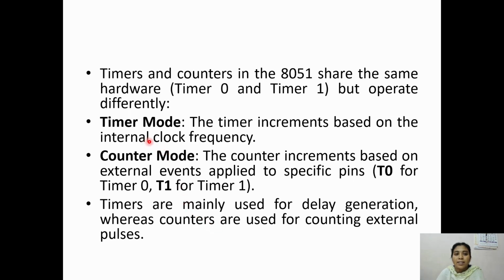Timer and counter act in two modes. The first one is timer mode. In timer mode, the timer increments based on the internal clock frequency. In counter mode, the counter increments based on the external events applied to specific pins. Timers are mainly used for delay generation and counters are used for counting external pulses.